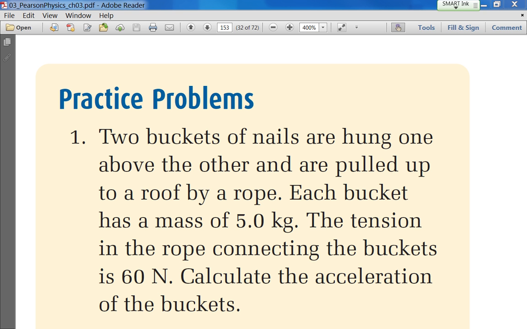I would like you guys to try this problem now. You could jot down the problem in your notes, and then draw a free body diagram, get your F-net formula, see if you can solve it for the acceleration here. This one's interesting because it gives you a piece of information that you have to decide how to use. It's just two buckets of nails, and they're connected by a rope, and they're hung vertically.